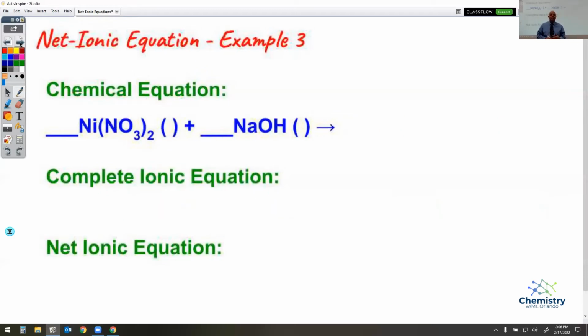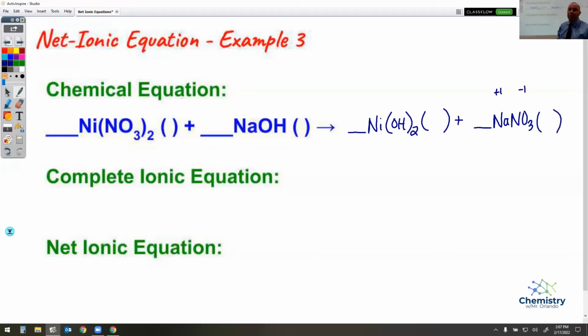Let's have a look at example number 3. This is another example of a double replacement reaction. In this case, the nickel 2 ion is going to combine with the hydroxide from sodium hydroxide, forming nickel 2 hydroxide. Our second product is going to be the combination of sodium and nitrate. Again, this is based on charges, so sodium with its +1 charge and nitrate with its -1 charge will result in a 1-to-1 ratio.